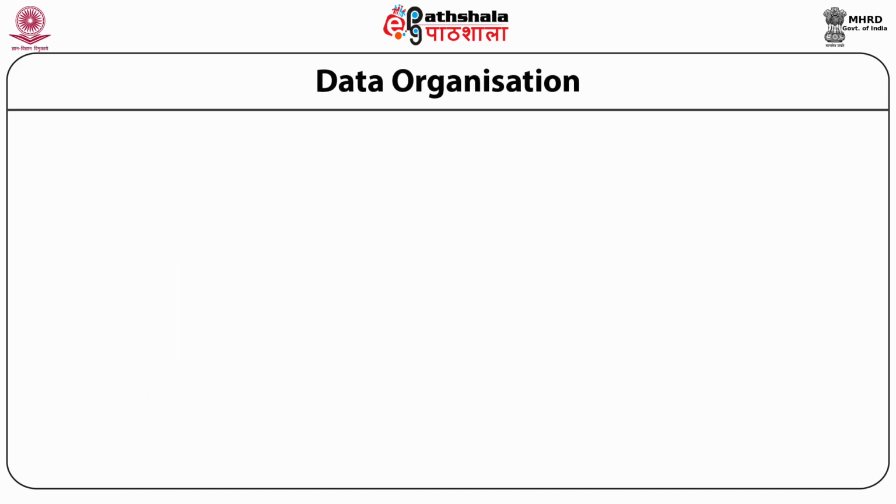Data organization. The data is organized on a storage medium by two methods. The first one is sequential organization of data. Then the second one is direct or non-sequential organization of data. In the next few slides, we will be discussing in detail sequential and non-sequential organization of data. So students, as we know, there are two kinds of data organization. We have sequential organization and then we have non-sequential organization.